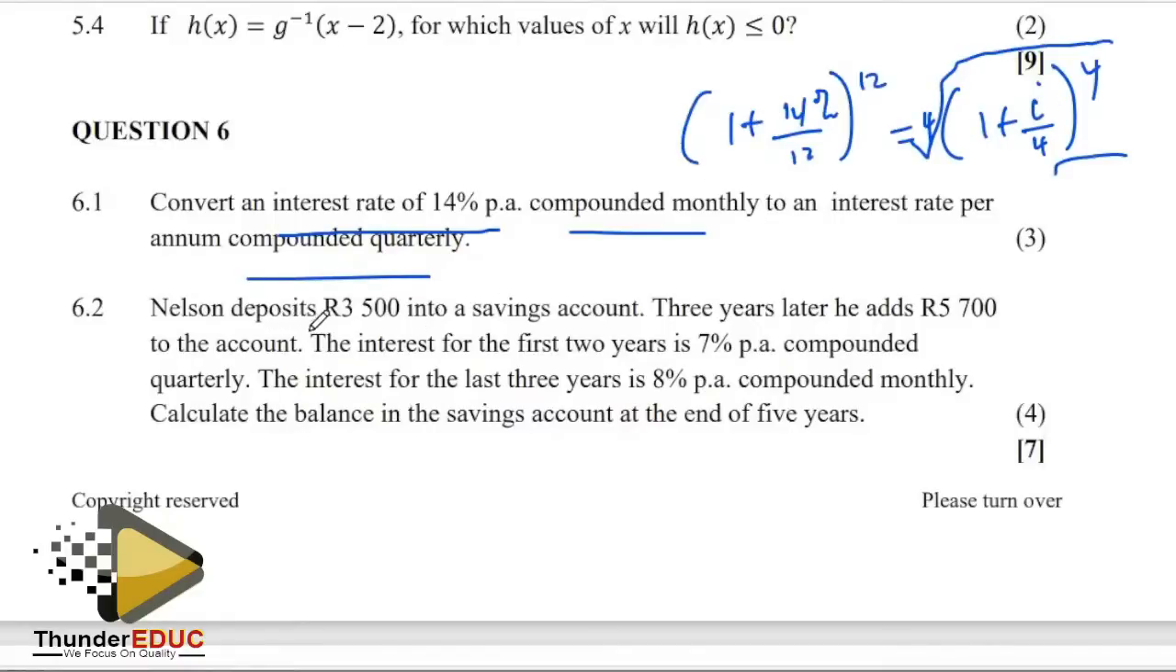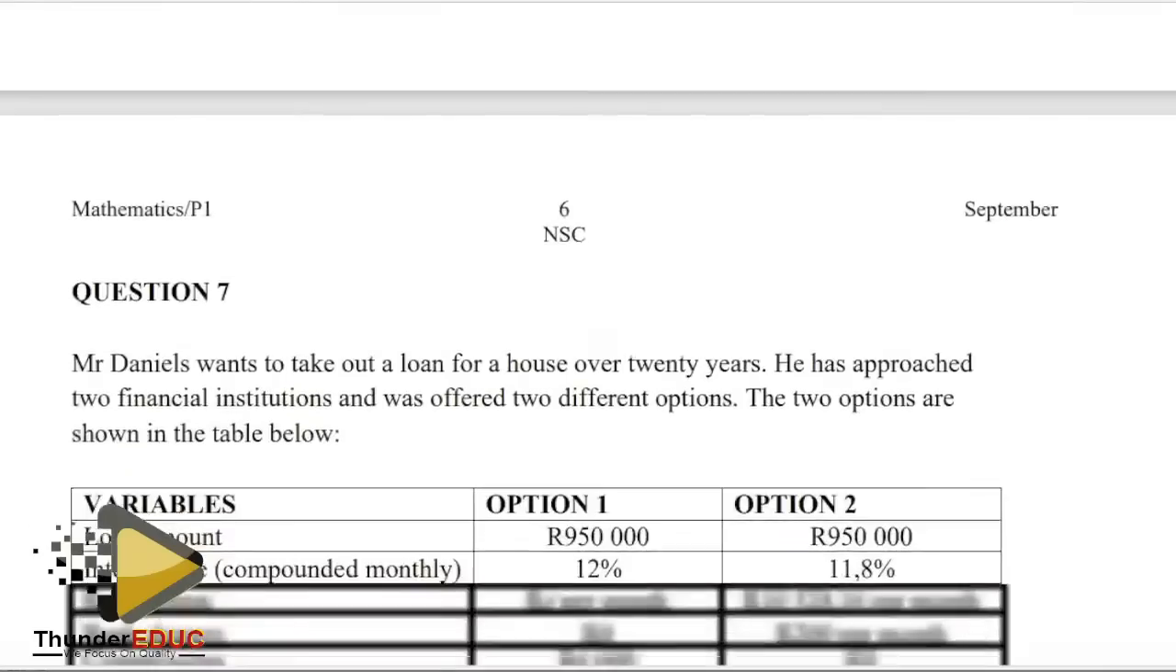6.2, this person deposits this into an account. 3 years later, he adds. So which means there is inconsistency. 3 years later, then the interest for the first 2 years changes for the last 3 years. So in this case, we're going to use what we call the timelines, grade 11 aspects, to work this out. And then 6 point next. Oh, there's no 6 point next.